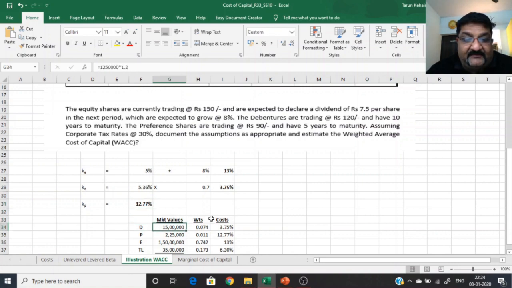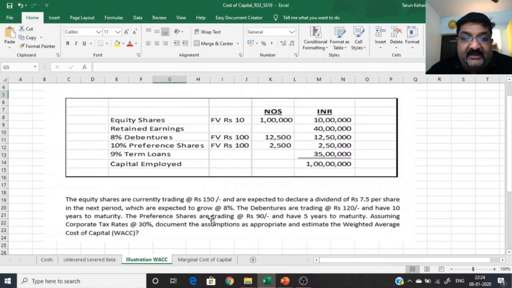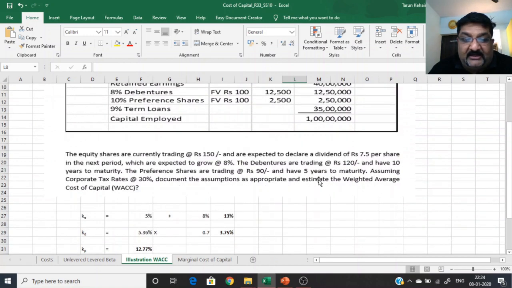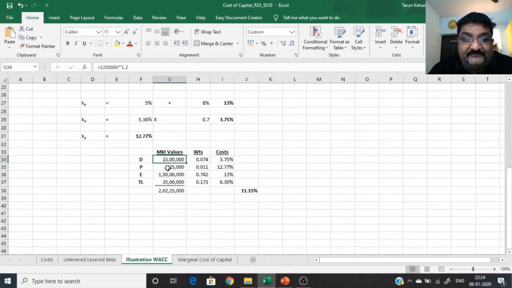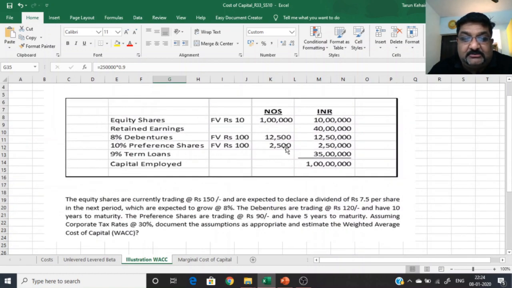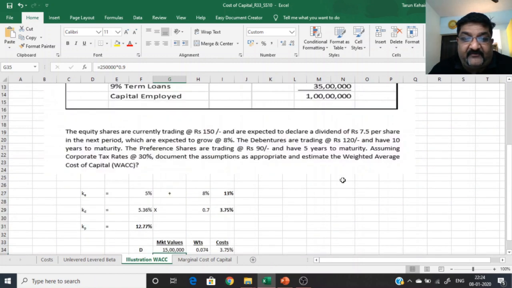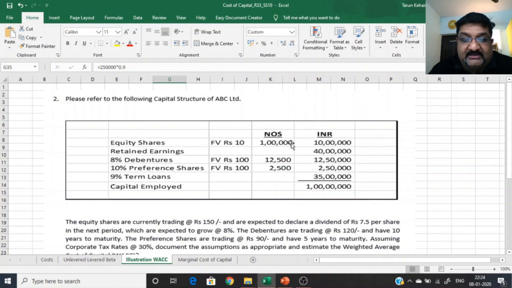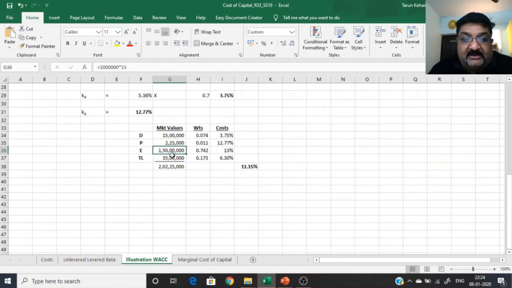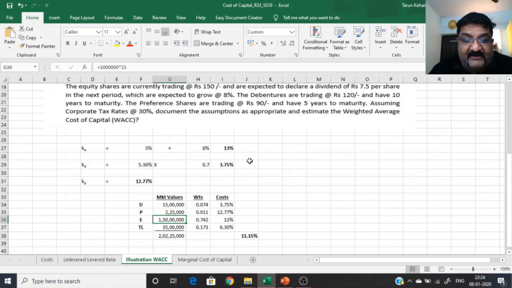Now, what is the market value of the debt? If you see here, we have 12,500 debentures, and each debenture is trading at 120. So the market value of debt is 15 lakhs. Now on the preference shares, there are 2,500 preference shares, each trading at 90. So the market value is 225,000. As far as the equity shares are concerned, there are 1 lakh shares, each trading at 150. So the market value is 1 crore 50 lakhs. And the term loans is taken at book value, which is 35 lakh rupees. So all of these are taken, and the total market value of all the sources of capital is 2 crore 2 lakh 25,000.